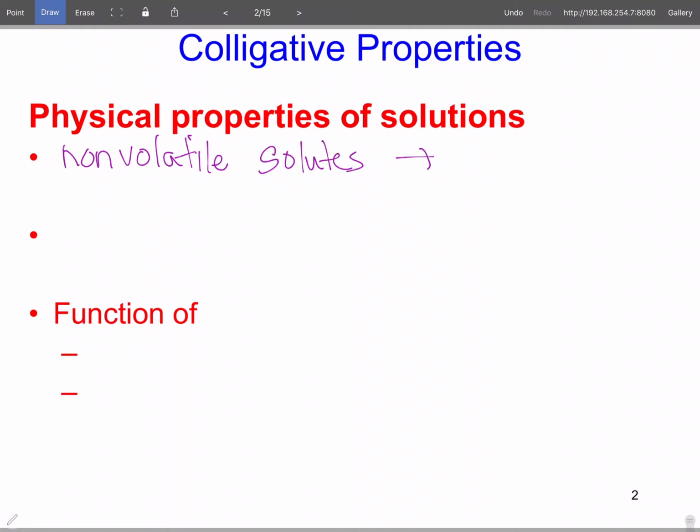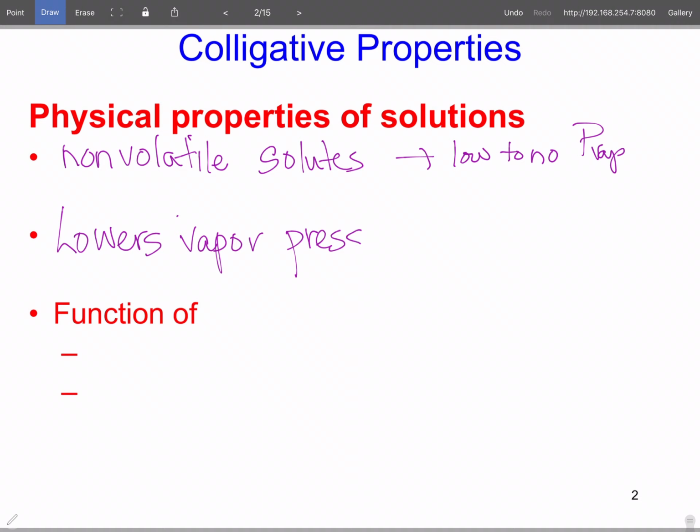These are ones that have low to no vapor pressure above them. These are solids like sodium chloride, sugar, calcium chloride. So solids that do not evaporate off. Okay, and the net effect is that it lowers the vapor pressure of a solution. And we'll look at a practical counting of that for those people who like to visualize.